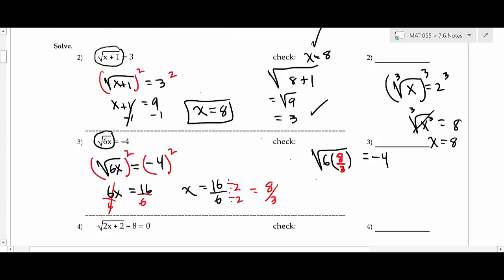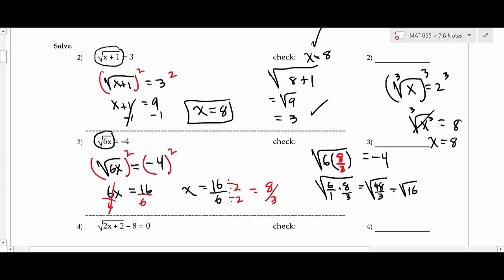And don't panic when you see fractions. Don't use decimals. Decimals are more work than fractions. So I'm just going to have 6 over 1 times 8 over 3. We've done fractions all semester. You multiply straight across. 6 times 8 is what, class? 48. So that's 48 over 3. And you could also reduce the 6 and 3 first, so that gives 16.